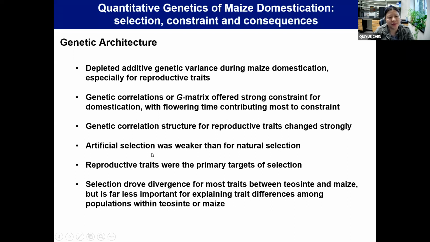Also, the artificial selection was weaker than natural selection, and reproductive traits were the primary target of selection. Last but not least, selection drove divergence for most traits between Teosinte and maize, but is far less important for explaining trait differences among populations within Teosinte or maize.